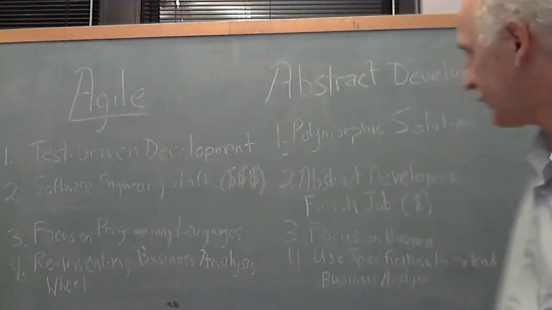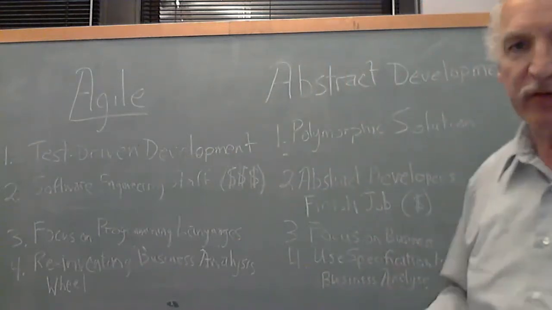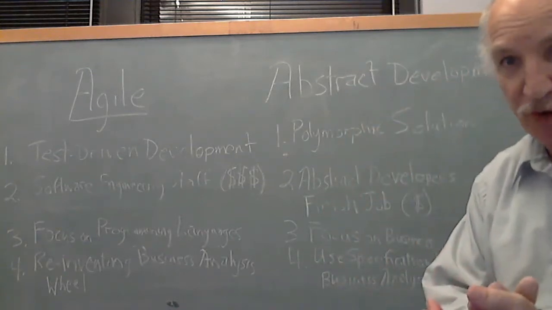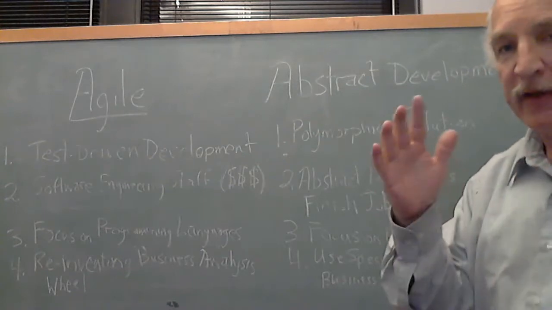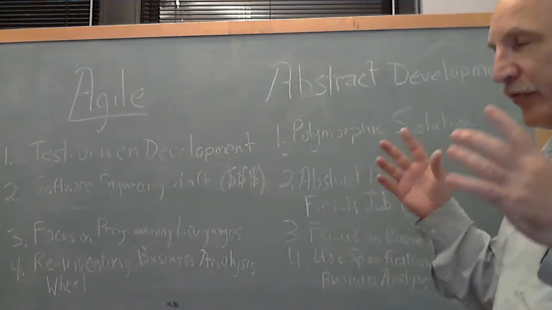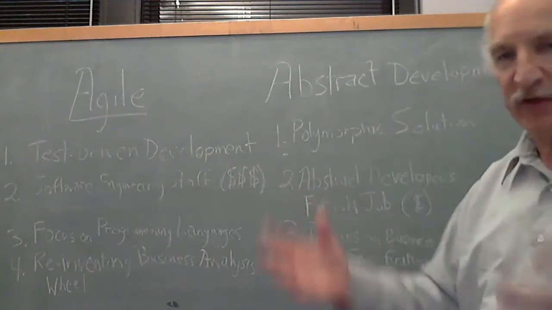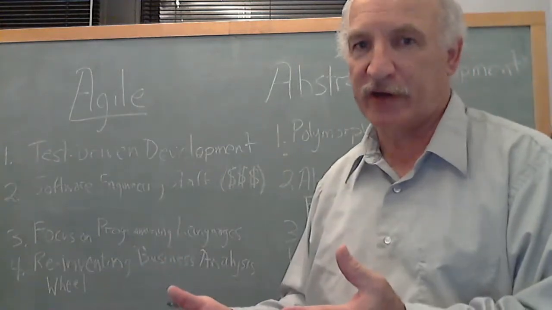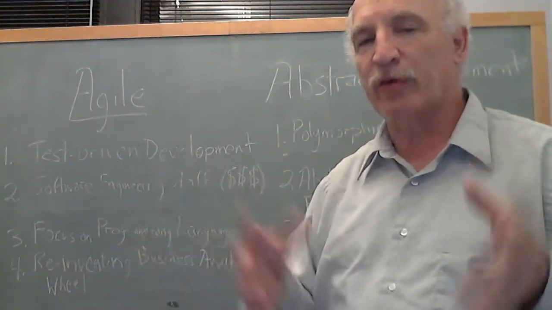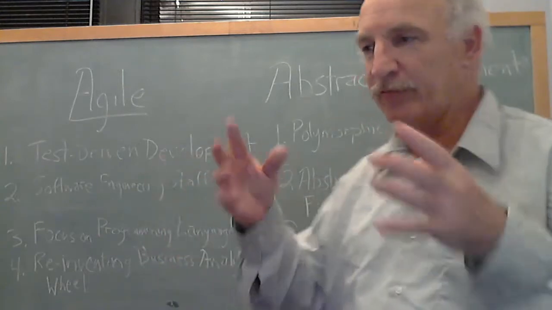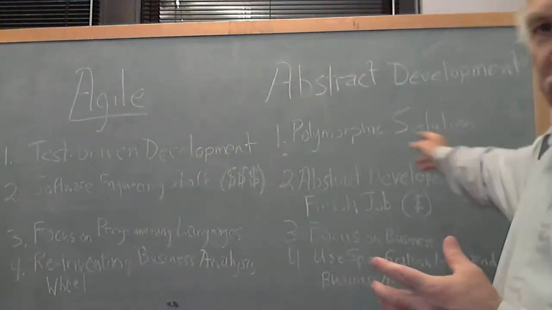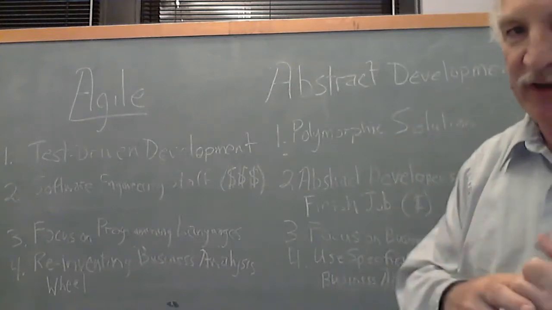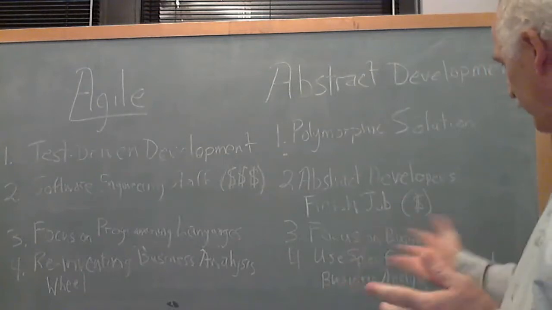In abstract development, the focus is on the business. First, the focus is on the business problem, the business problem space, and solving that. And by the tools that are created for that system, it is handed over to the business side, and they then focus on the particulars, filling in the parameters in the polymorphic solution through using a specification manager, a specification tool.